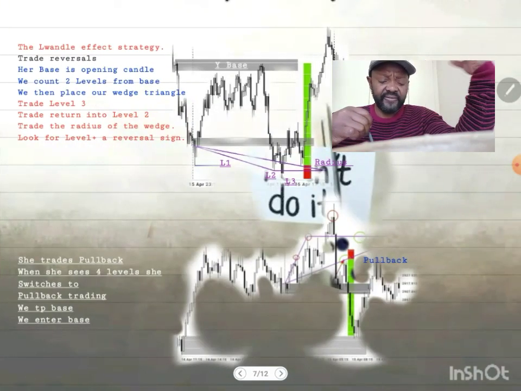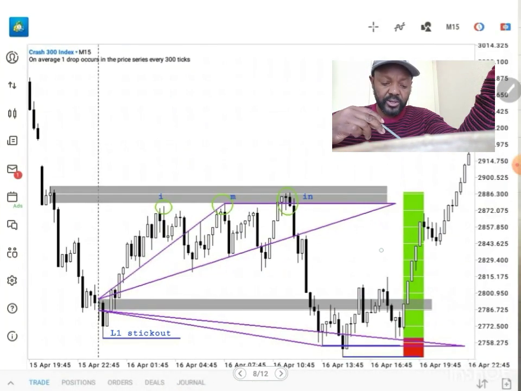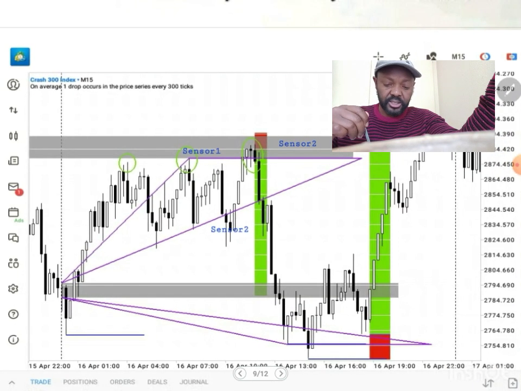So now let's look at different setups. Here we started at the base. You would ask, how do you know a pullback from a price action? It depends on the direction of the price action. If the price action was coming from the top down here, and the reversal had already happened, we're looking for continuation.